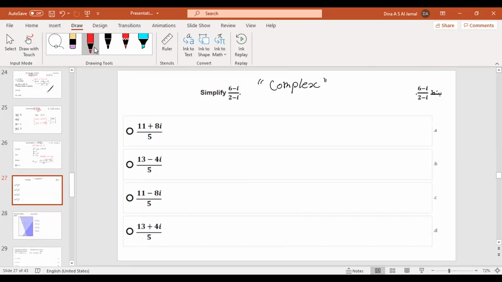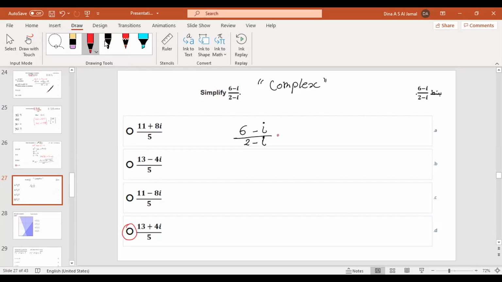And then you can proceed with solving. And directly, it will be giving you 13 plus 4i over 5. But if you would like to solve it in detail and understand where they got this, (6 minus i) over (2 minus i). In reality, I don't like to have any complex number in the denominator.